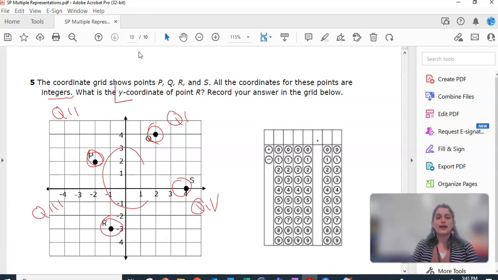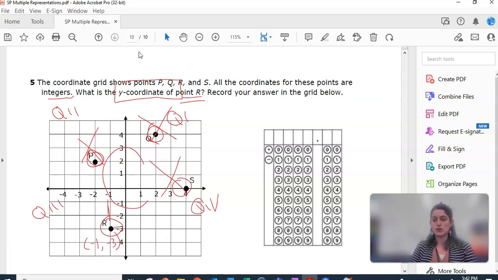What is the y-coordinate of point R? Don't care about Q, don't care about P, don't care about S. Here's R. If I were to give you the full ordered pair, it would be -1, -3. But I did not ask you for that, and that is the wrong answer. I only asked you for the y-coordinate, the y value in that ordered pair.